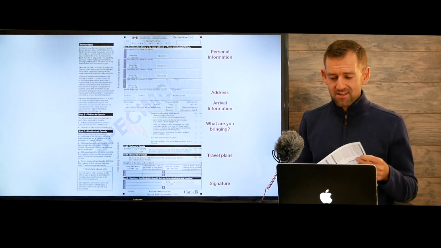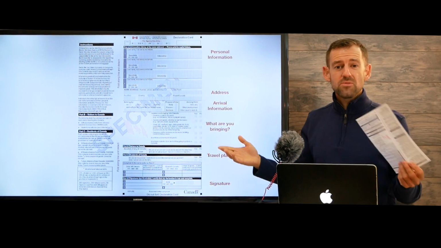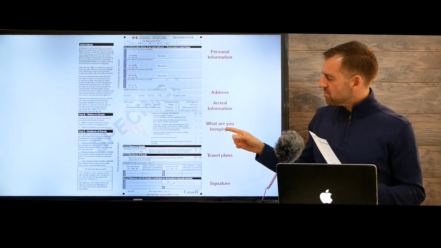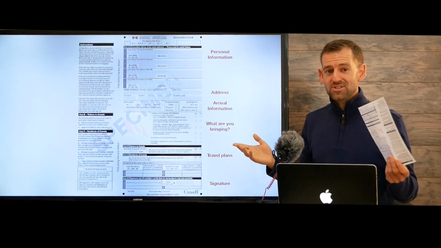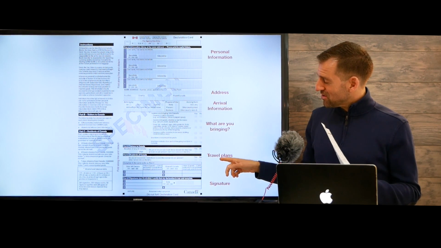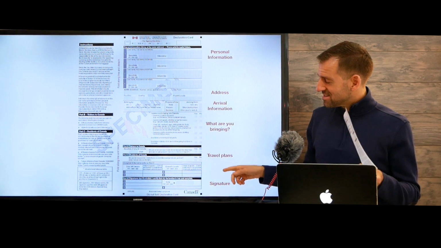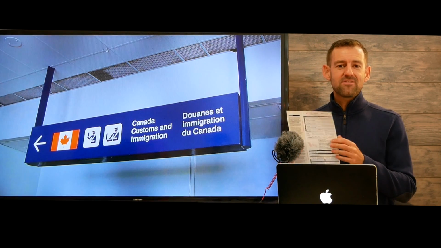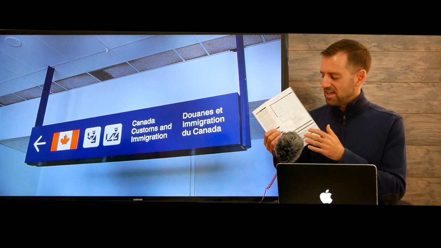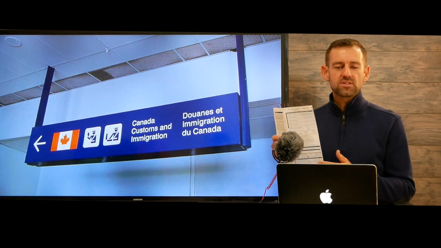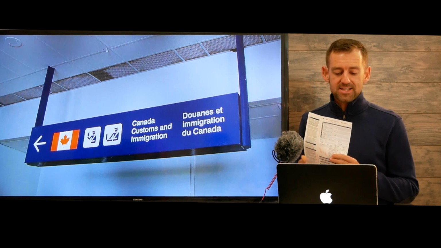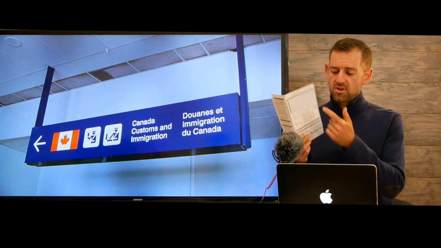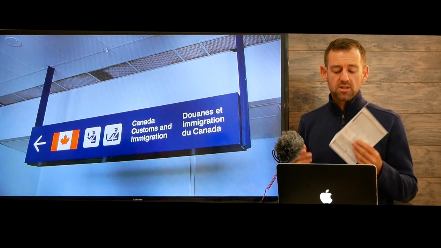Look at that. This whole form, really, really easy. We have our personal information, address, arrival information. Are you bringing anything dangerous? Probably not. Your travel plans and your signature. That's it. All right. And if you still have difficulty filling in this form or have any questions, you can always just ask the Canada Customs people after you land, and they'll help you with anything that you're struggling with.